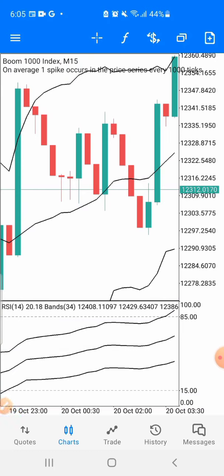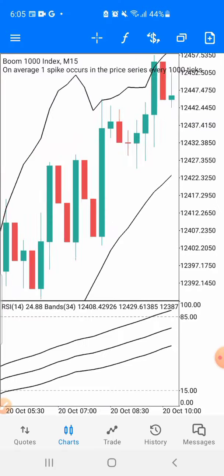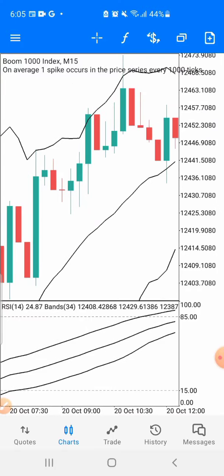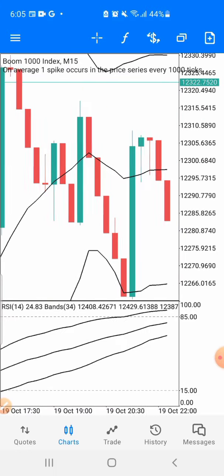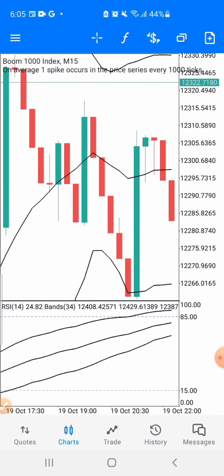The strategy is simple, just make sure that the bullish candle closes completely above the upper bound of our Bollinger Bands. The same thing when you are going to be buying. Once the bearish candle closes completely below, like what we have here, you are going to be catching spikes on boom.